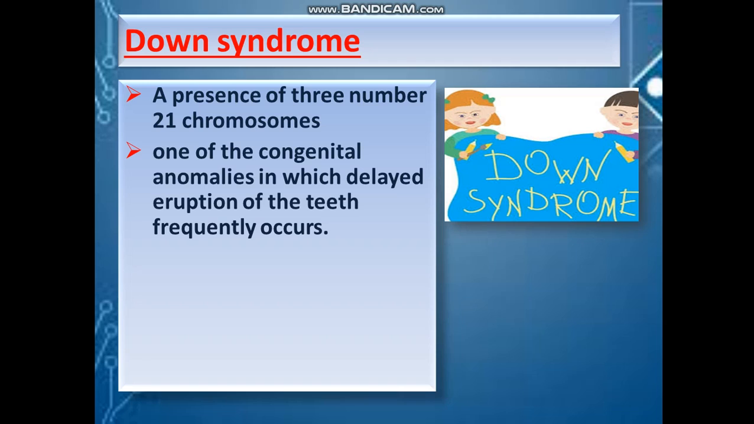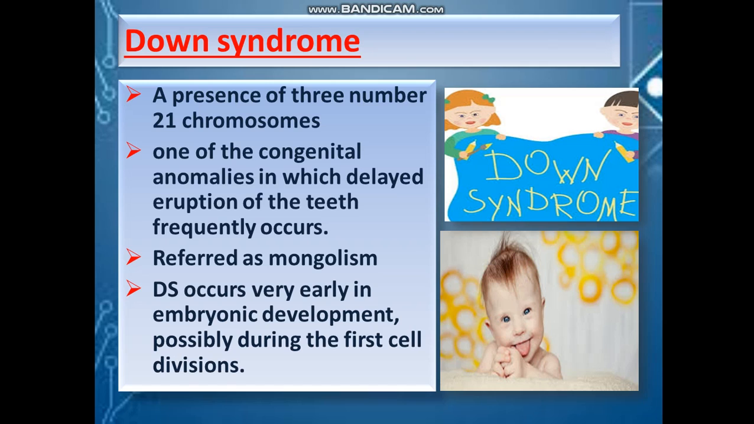Down syndrome is one of the congenital anomalies in which delayed eruption of the teeth frequently occurs. Earlier literature referred to Down syndrome as Mongolism, but the use of this term is inappropriate and it may be insulting to the affected families. Down syndrome occurs very early in embryonic development, possibly during the first cell division.